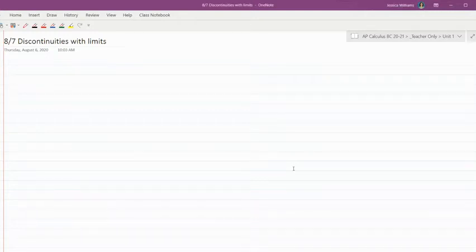Hi, kiddos. Today we're going to talk about how to determine discontinuities based off limits. So we'll just go quickly through all three discontinuities and then we'll work an example. I don't know if you remember from Wednesday, you have three kinds of discontinuities.